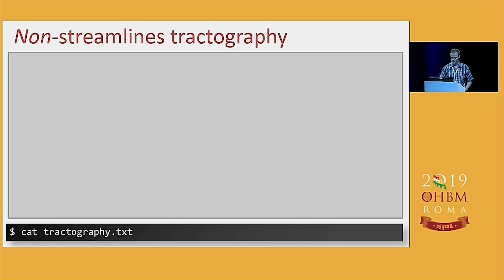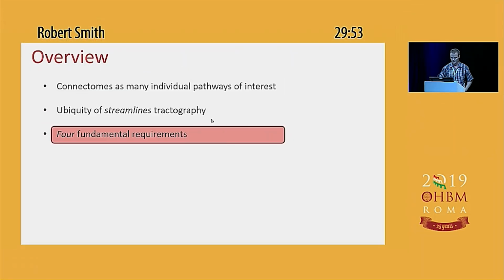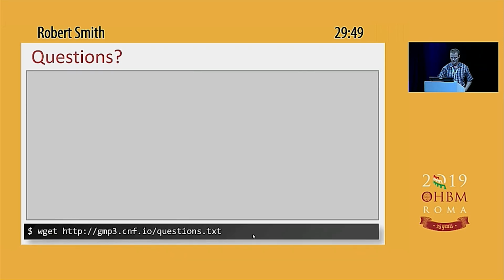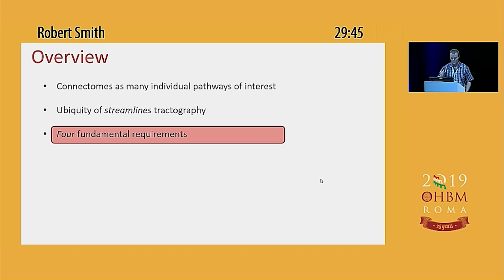If I can actually get this to progress. Here we go. I had listed a few others there, but unfortunately it's skipping over them. So other ones to be aware of would be geodesic tractography, which is based on fixing the endpoints and then looking for a specific path between those two points.